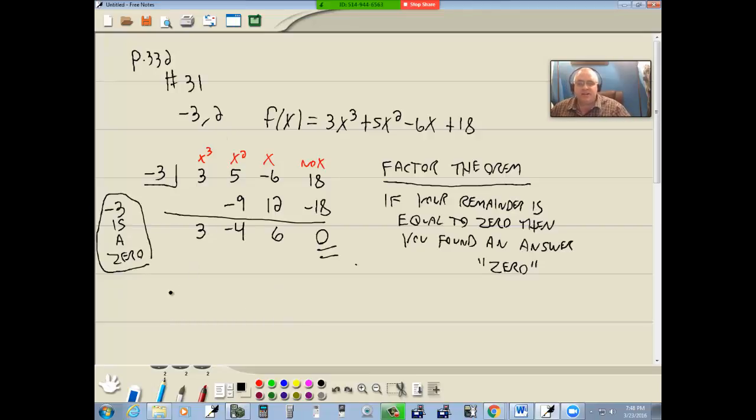Okay, they also want us to check 2. So I'm going to plug 2 into synthetic division, and I'll go a little bit faster. I'm hoping you have synthetic division down. So I'll add, multiply, add, multiply, add. What is that, 16? Multiply and add.